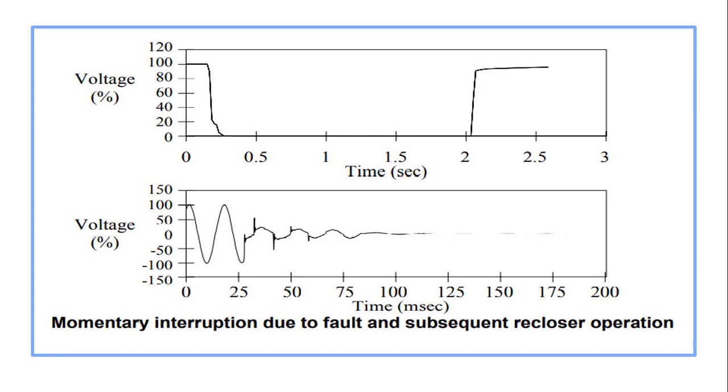This is the example of momentary interruption in which your voltage goes to 0 from this time to this time, and in oscillatory, here some small notches are also present, and for some time it goes completely to 0.